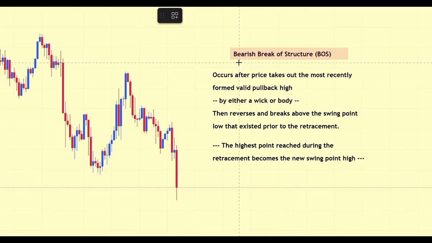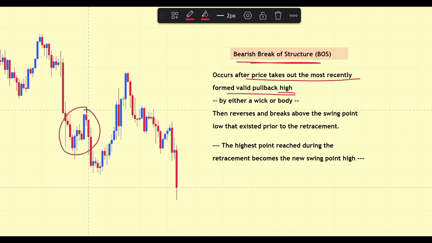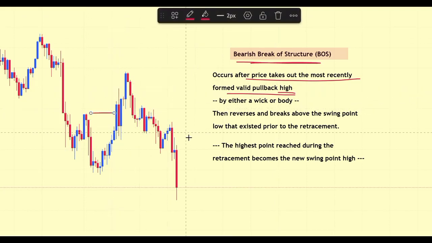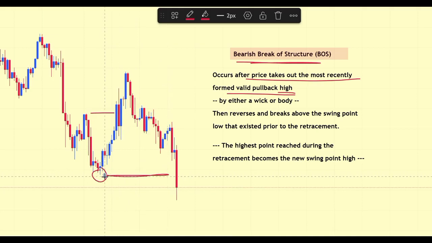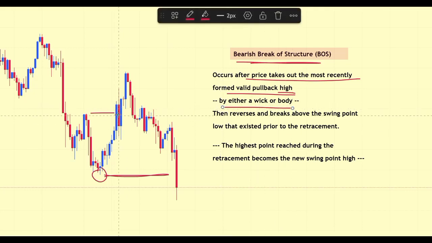Alright, so in a bearish scenario, a bearish break of structure occurs after price takes out the most recently formed valid pullback high. You can clearly see that in this case, it's the high because we are in a bearish scenario. And you can clearly see exactly right here that this one here was the most recently formed valid pullback that price took its high exactly right there, and you can clearly see it reversed and made a break past this swing point low prior to the retracement, and this is what we call that bearish break of structure. So the takeout can either be by a wick or a body. You can clearly see in this case, it was by a body, and then price reverses.